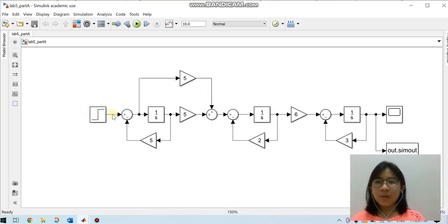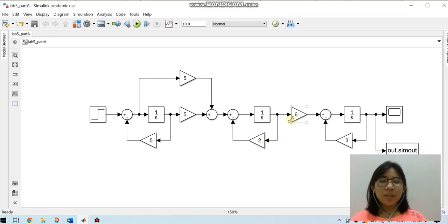This is a step block which generates a step function. It provides a step between two definable levels at a specific time. Then a sum block adds the input to an integrator, 1 over s, and a gain with phi. Before the integrator, the gain of phi is added to the next system, and a gain of phi is fed back to the system. This system is added to integrator 1 over s and fed back with a gain of 2.